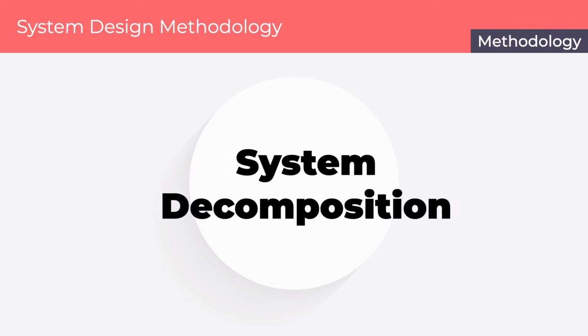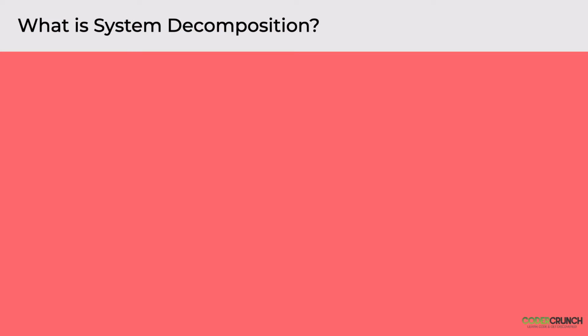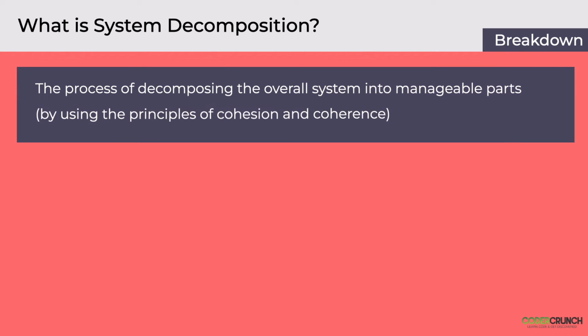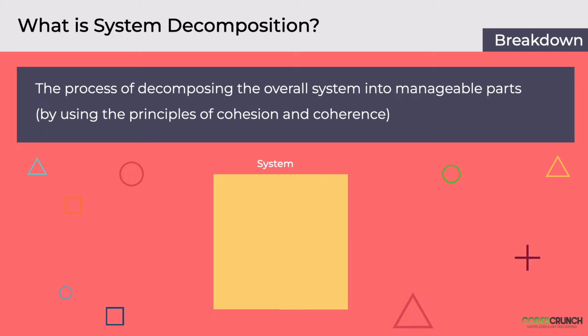What is system decomposition? System decomposition is a process of decomposing the overall system into manageable parts. Obviously, the system we want to design is a large system, and we cannot go about designing the system as a whole in one go. Rather, we would break down the system into smaller parts that are self-contained and perform a similar set of functions, making it more manageable both from a design and an implementation standpoint.